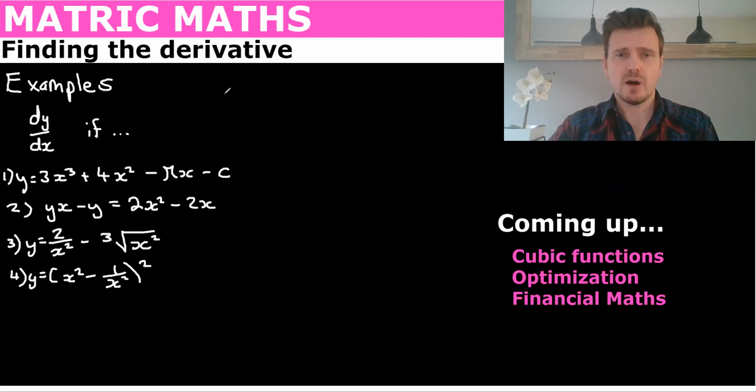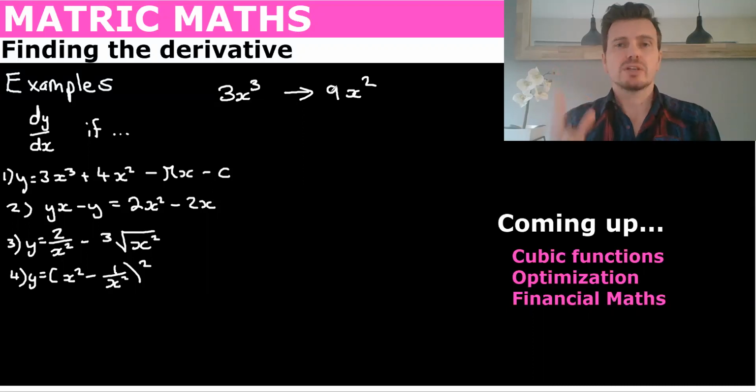So remember the power rule says that, say we have a function 3x cubed. To find the derivative of this, we multiply the exponent by the number in front, which is 3 times 3 is 9. And then we just take 1 off the exponent. So 3 minus 1 is 2. So it would just be 9x squared.